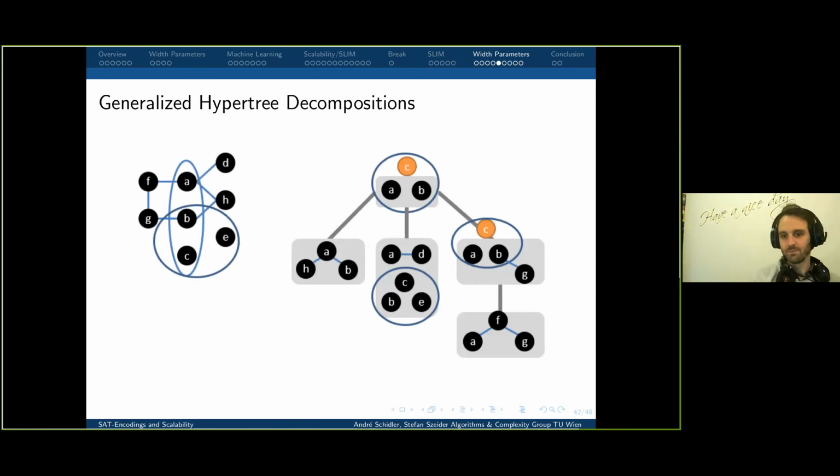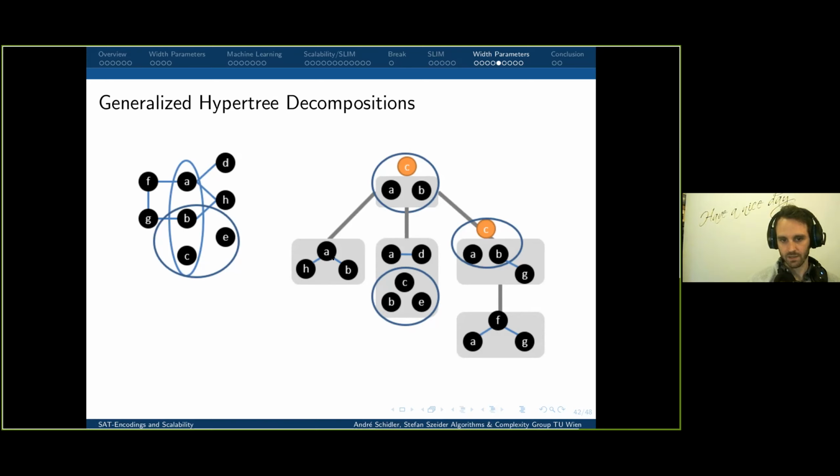So this can be generalized to hypergraphs. Hypergraphs are just graphs that have more than two vertices per edge. As you see here, this hyperedge is ABC. You can also have normal edges with two vertices. And the generalized hypertree decomposition is a tree decomposition with one added thing. You have to cover the bags, and that means that you have to compute set covers for the bags.